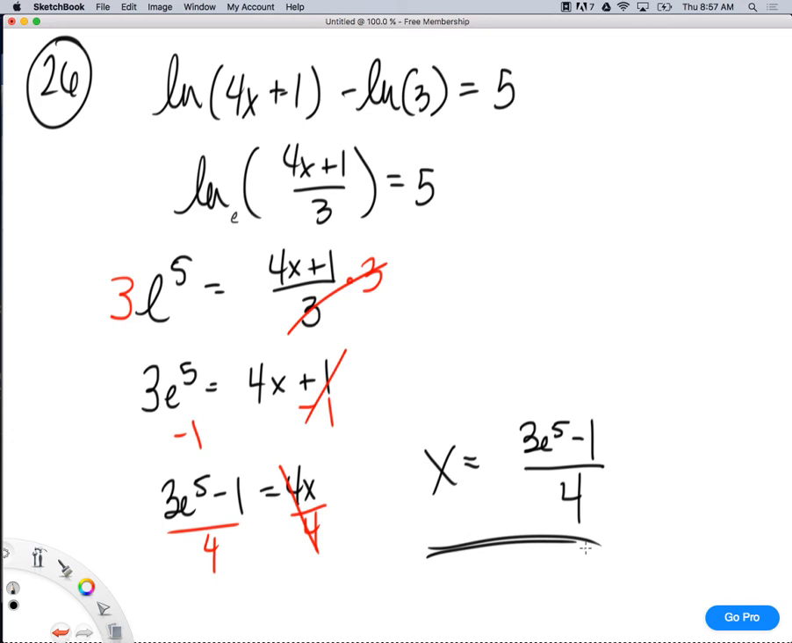Why would it be 2e to the 5th? Because you multiplied by 3. It was over 3. So multiplied by 3. Oh, okay. Yeah. Any other questions?